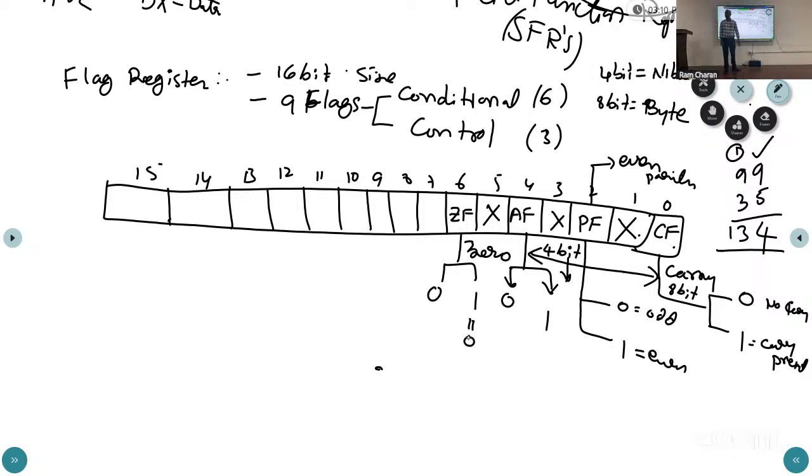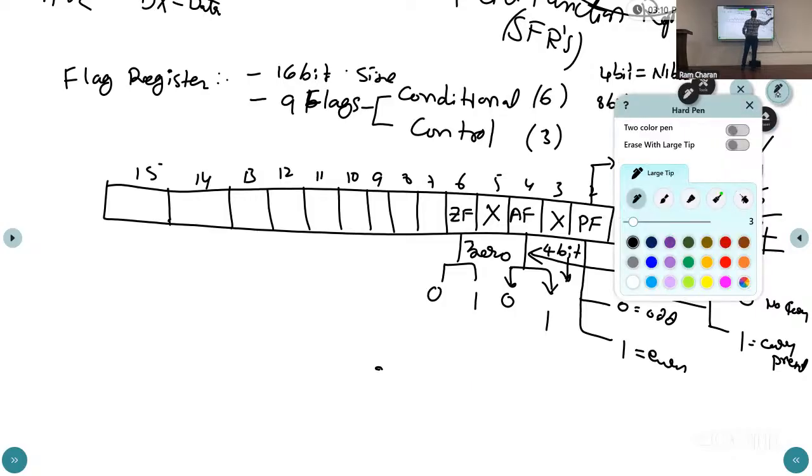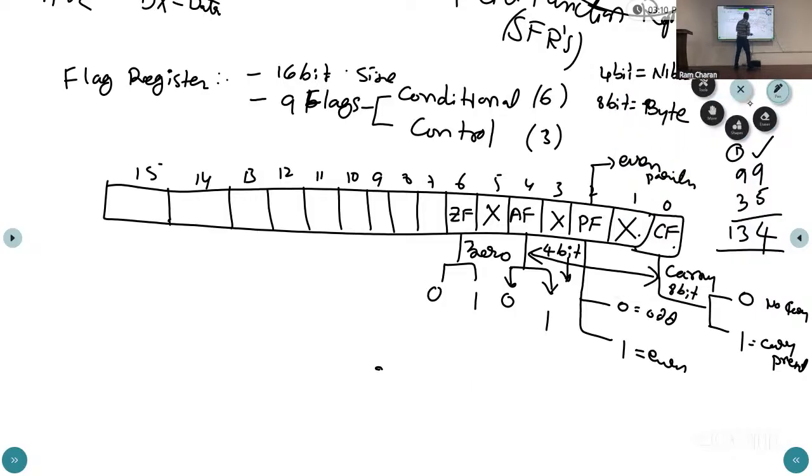This flag will be set. What is the meaning of this? Okay, 0 means the result is not equal to 0. If you have 0 in the Z place, in arithmetic operation the result is a non-zero value. If Z is equal to 1, then the result is 0. Okay, that is, when 2 minus 2 is given, the result is 0, so here Z is equal to 1.